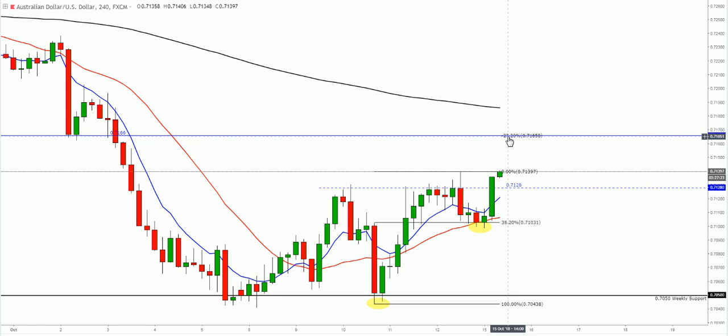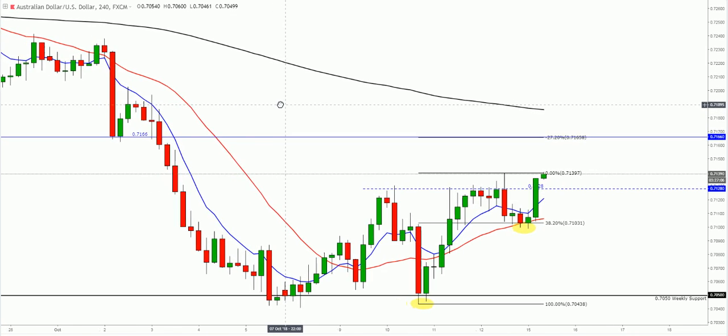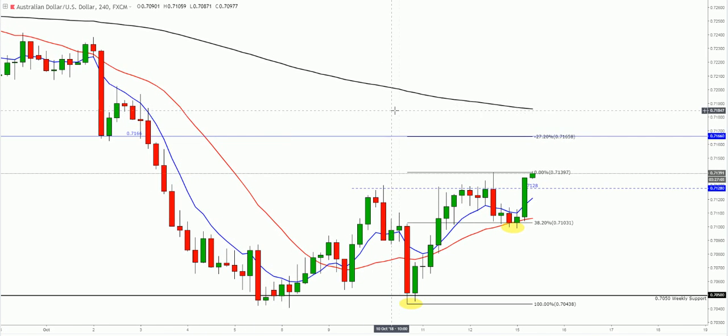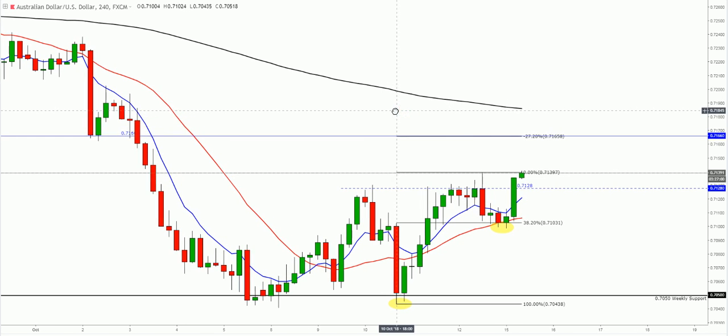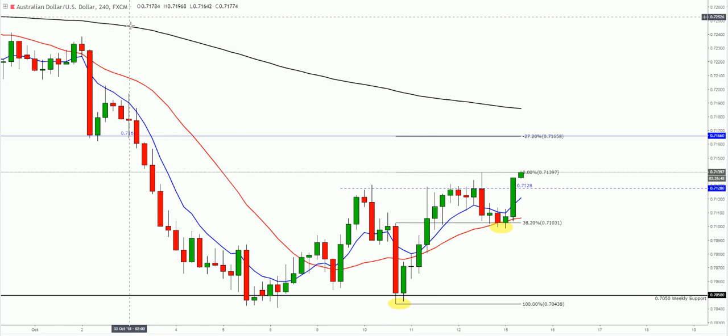We do have employment data coming out on Thursday for this pair, but other than that, we're just looking towards the price of gold to see how Aussie's playing out. Currently, gold is looking very strong on a very nice bullish run compared to a weakening dollar. So this could be the reversal on Aussie. However, on a longer time frame, we are still bearish, so we do have to bear that in mind.